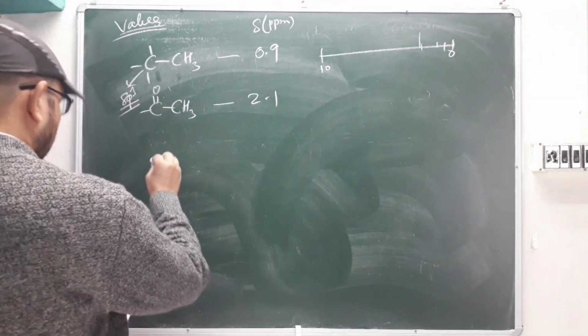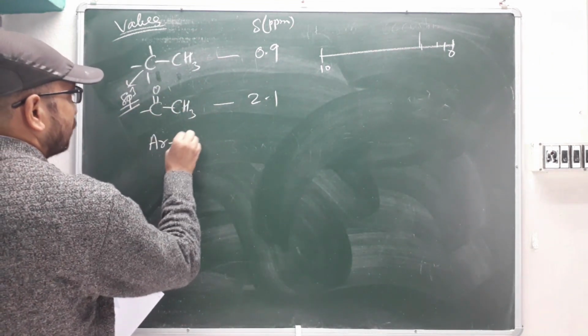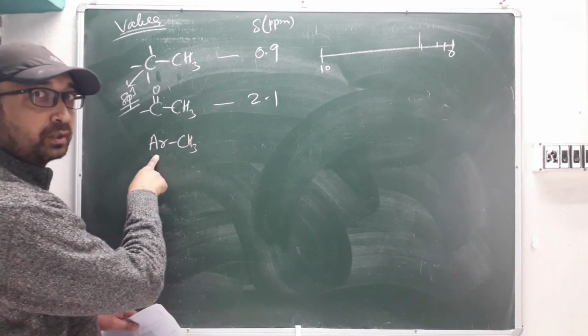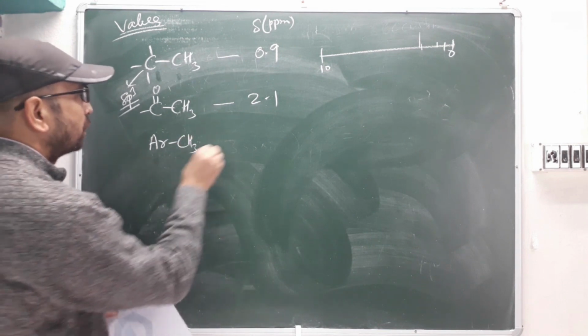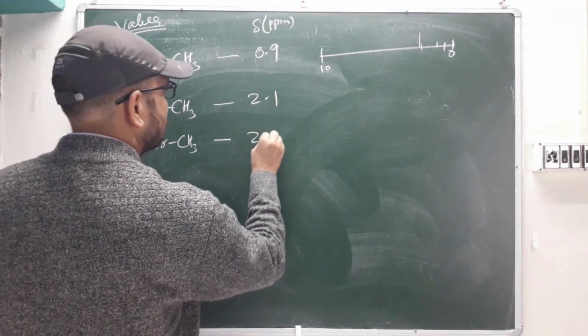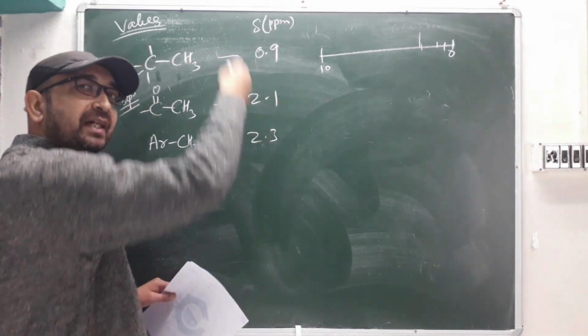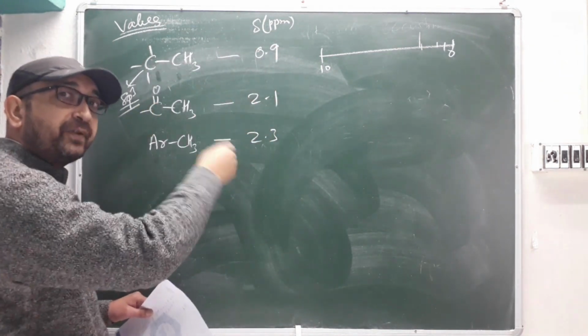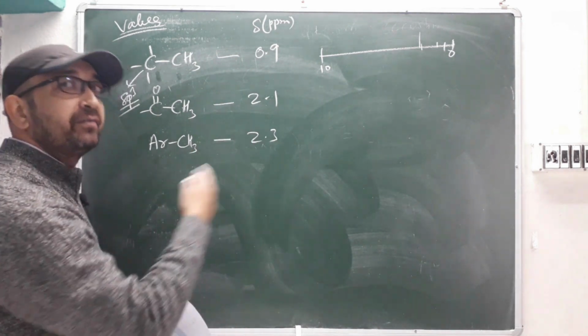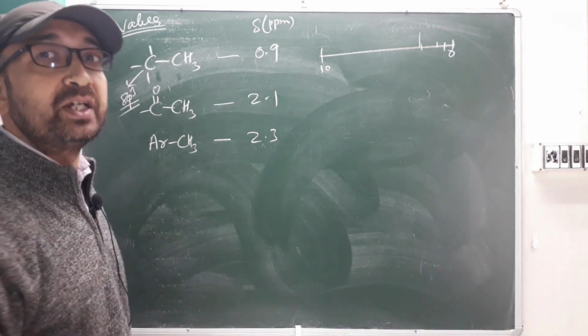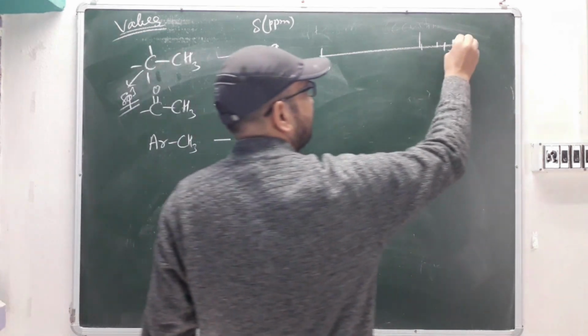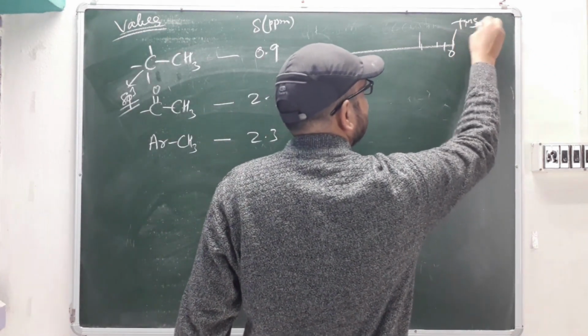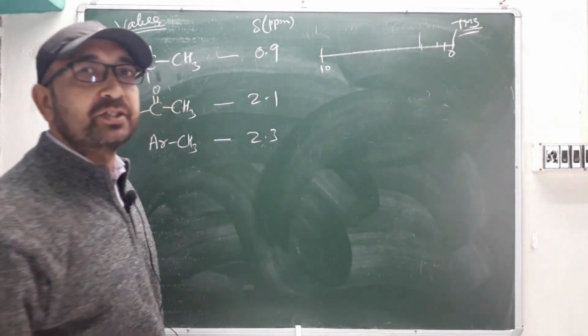Next will be your aromatics. Suppose a CH3 is attached to the aromatic compound, like toluene. For toluene this value will be 2.3. This will help you out. So these are not fixed values, okay. They are just relative values, relative to TMS. TMS always will be at 0, and based on that we are measuring the shift, correct.